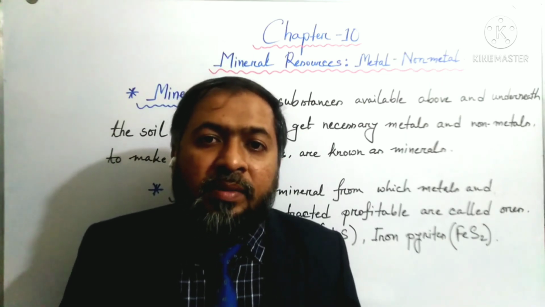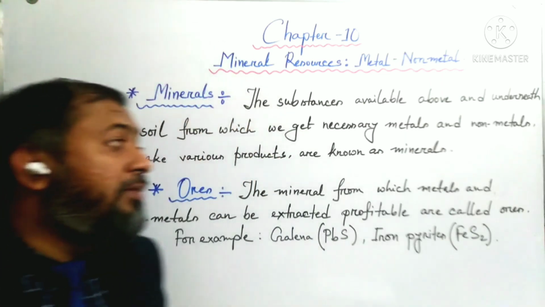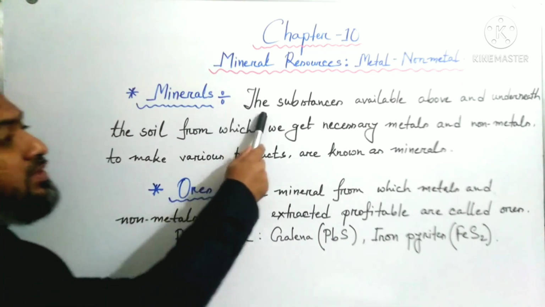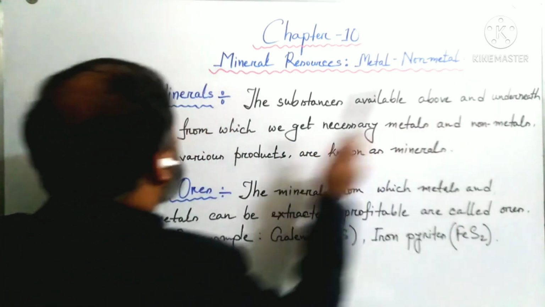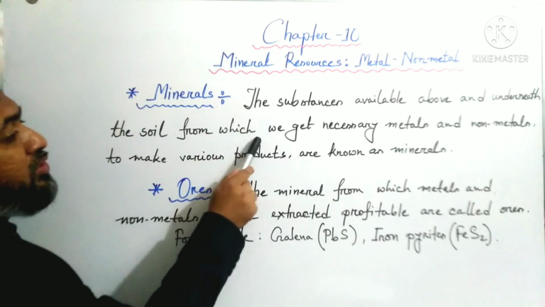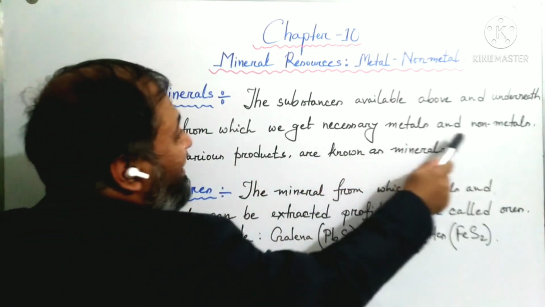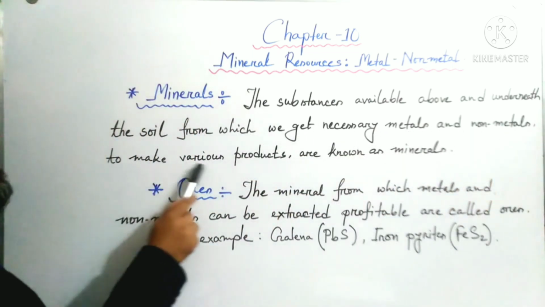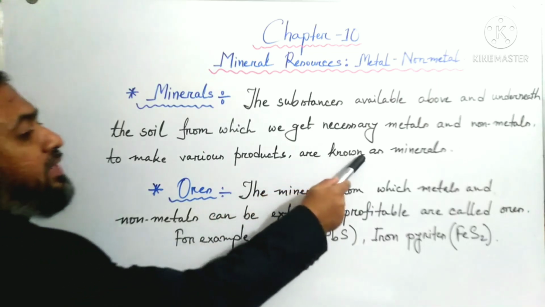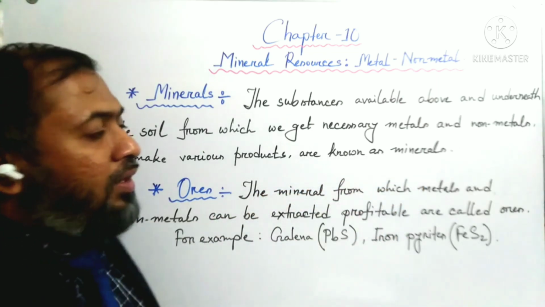We extract essential metals and non-metals from minerals. So, what actually are minerals? The definition of minerals is: the substances available above and underneath the soil from which we get necessary metals and non-metals to make various products are known as minerals.